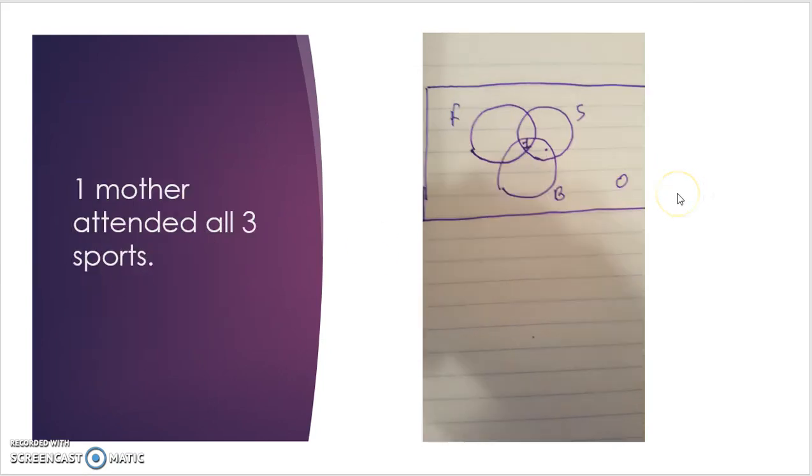Okay, now my next clue said there was one mother who attended all three sports. So we had put her in all three circles. And there is one thing right in the center here that is in all three circles. So far I've got the 0, which says none of the mothers did not attend at least one of these three. And I've got the 1 saying one mother attended all three.